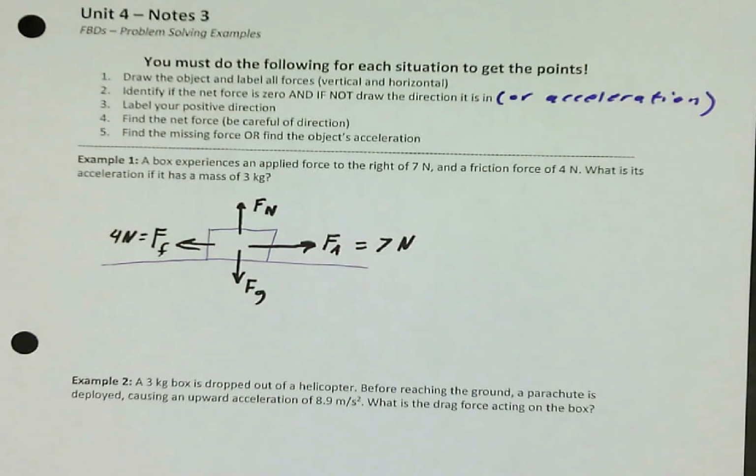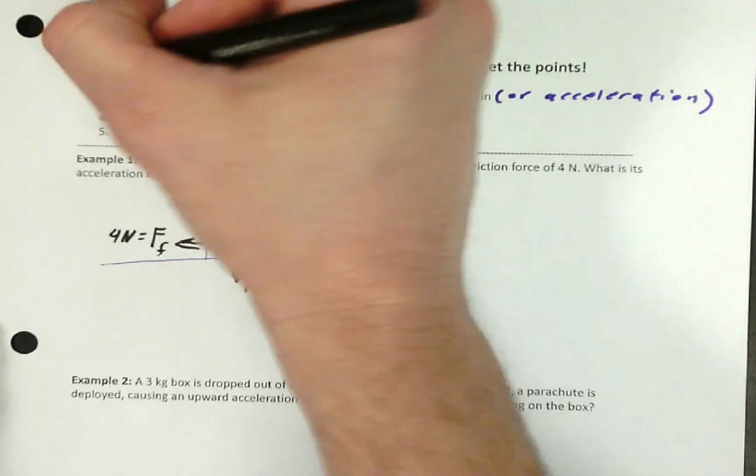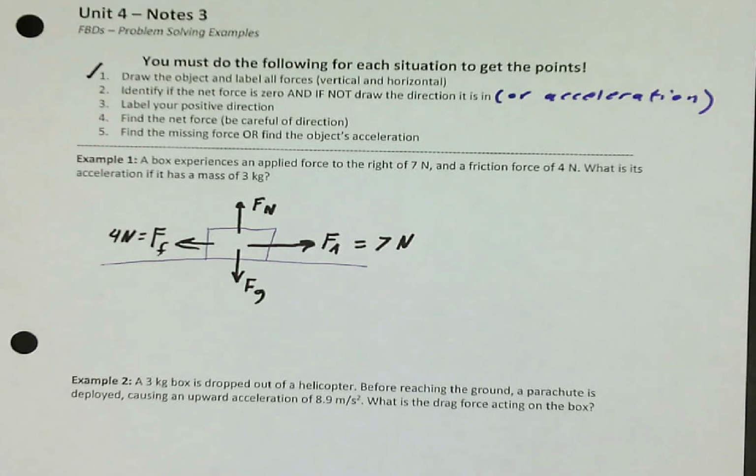It does not give me the number for them. It does not ask for the number for them, so I don't need to find them, but it's important to label them so that we have them. We want to have that value so we have it if we need it. Okay, so we have done step 1. We drew the object and we labeled all the forces.